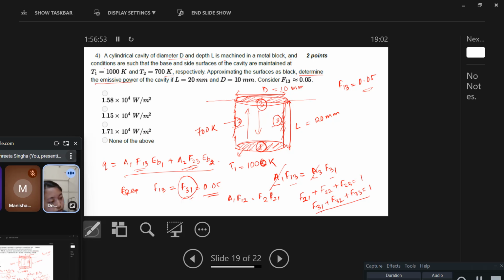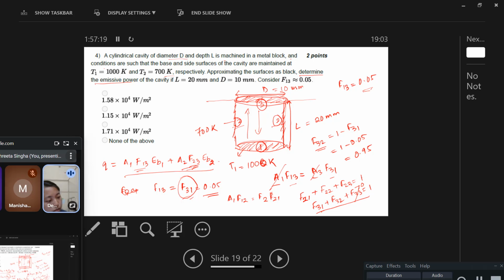So here F31 we know. F33 is equal to 0 because a surface cannot see itself. So F32 is given by 1 minus F31. So this is equal to 1 minus 0.05 and this becomes 0.95. Now F32 is known. Now we can find out F23.